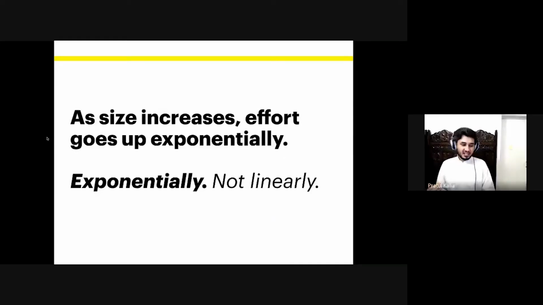And schedule. As size increases, effort goes up exponentially.